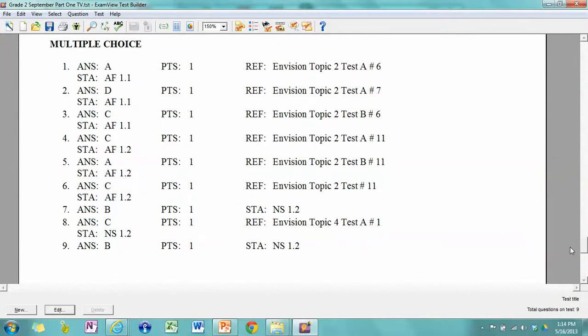Oh, caught myself. We got 3 with AF 1.1 and 4. What is this little guy down here? Oh, there it is. Mystery question. Okay, so you had 3 NS 1.2s, 3 AF 1.2s, and 3 AF 1.1.